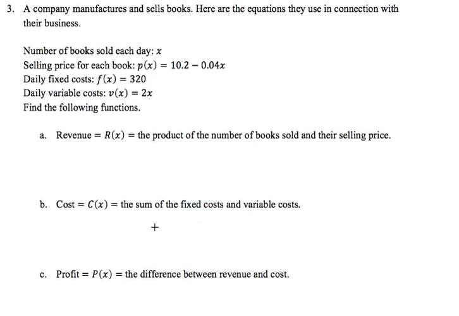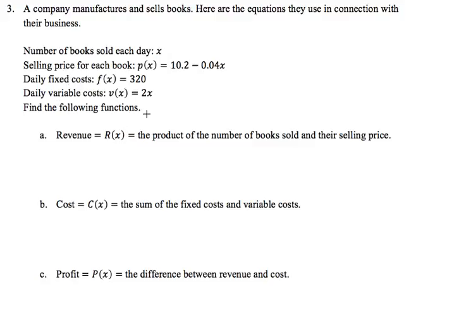Okay, number 3, a company manufactures and sells books. So some of their equations that they have figured out that help model their fixed costs and whatnot are, if they let X be the number of books sold each day, then the selling price for each book should be determined by this. The price is a function of the number of books they sell, which is this. Their daily fixed costs for running their business are $320, and their daily variable costs are 2 times the number of books that they sell. So we're going to find all the following functions here.